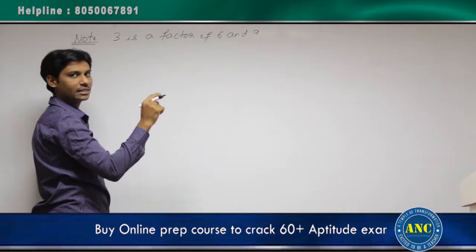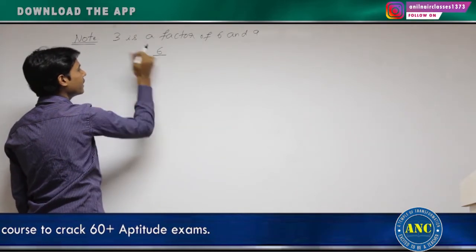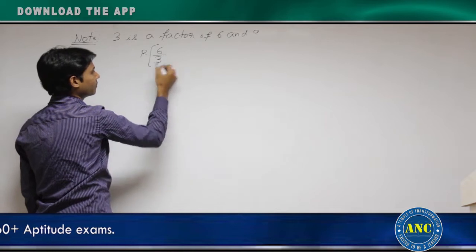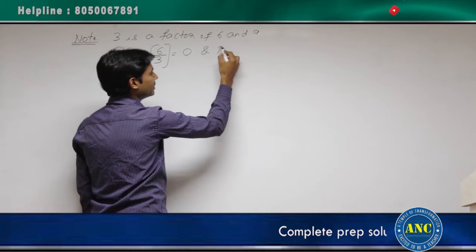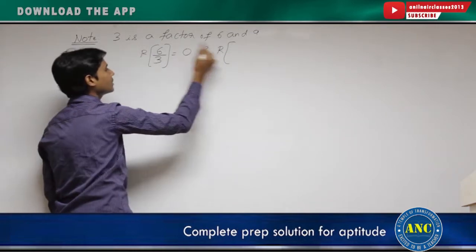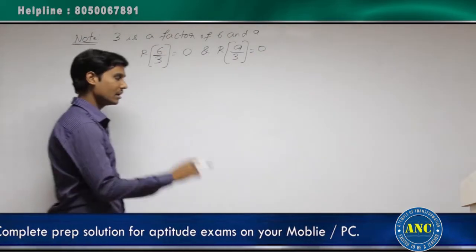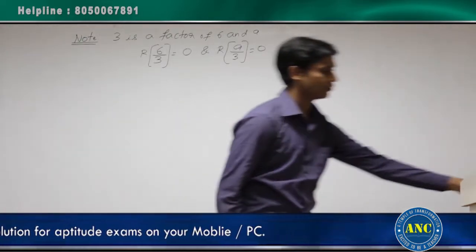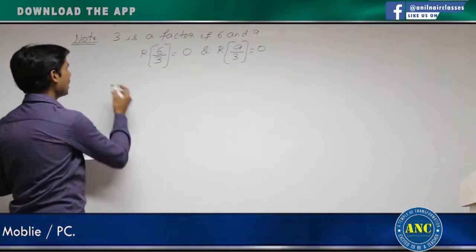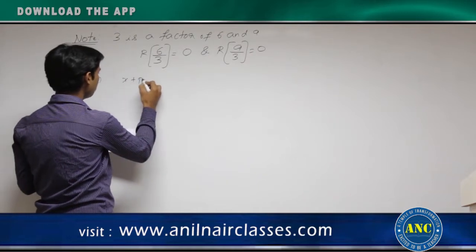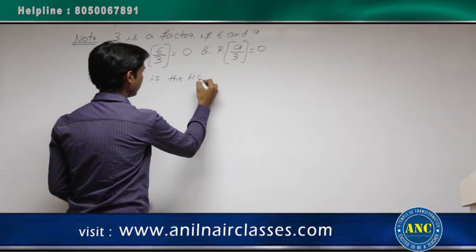3 is the factor of 6 and 9 means when I divide 6 by 3, I will get a remainder 0, right? Because it is perfectly divisible. Similarly, when I divide 9 also by the same number 3, I will get the remainder 0. Clear the approach? Same application in your 7th question. Now see here. What is your 7th question? Your 7th question says x plus p is a factor of HCF. HCF is nothing but highest common factor. It is also a factor.